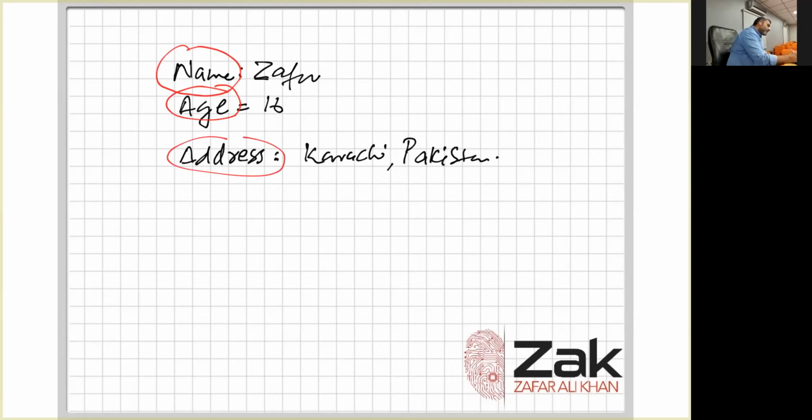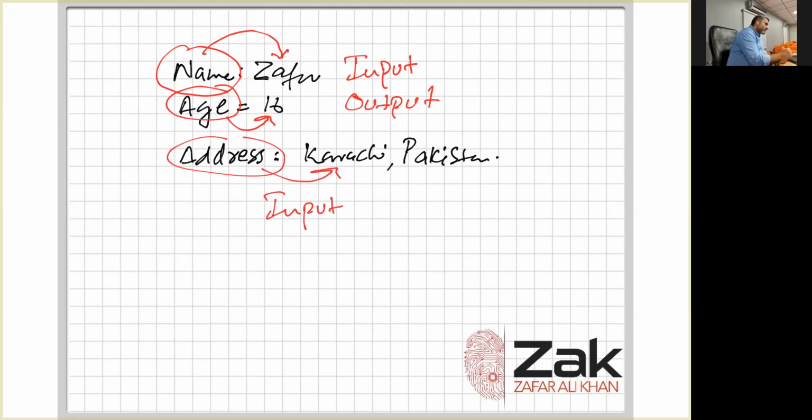Suppose this was input. So this prompt makes you input the name. Suppose this was output. So this prompt makes you understand what the age is. And suppose this address was input, where you have entered your address. So these are the prompts. Prompts make it easy for the users of the program to enter data.